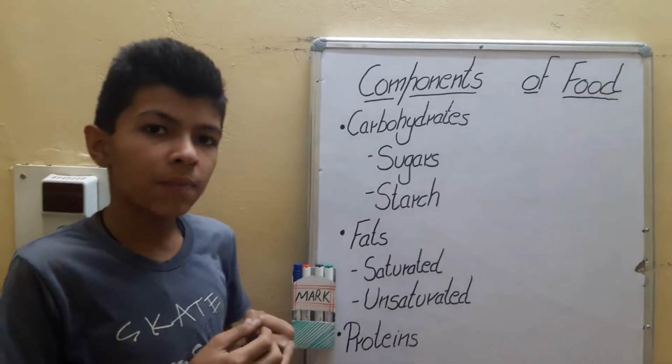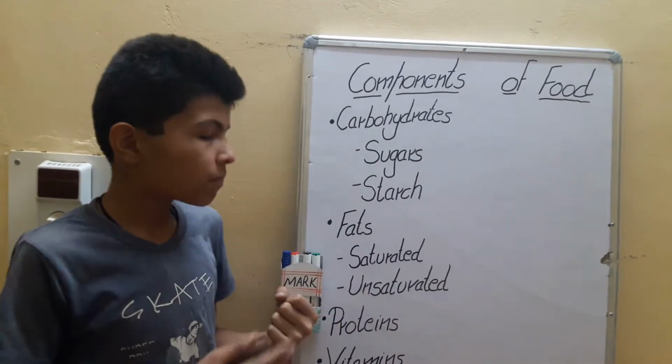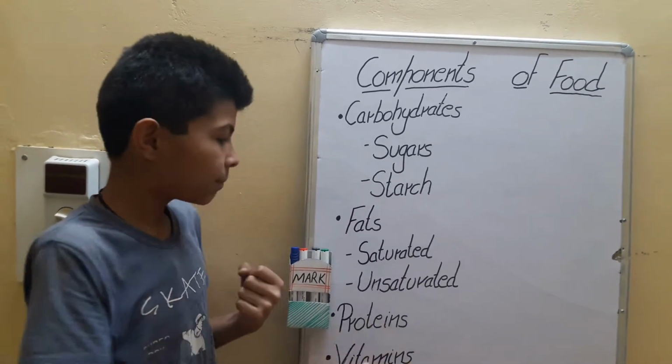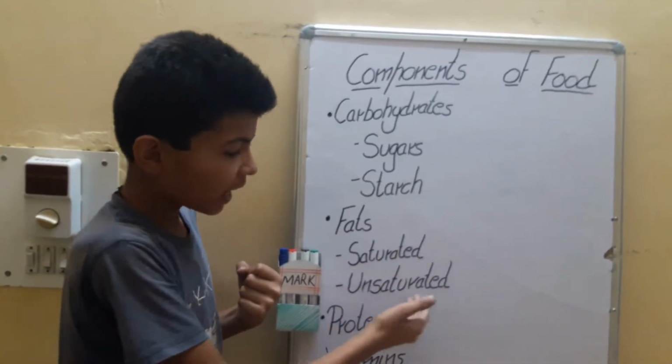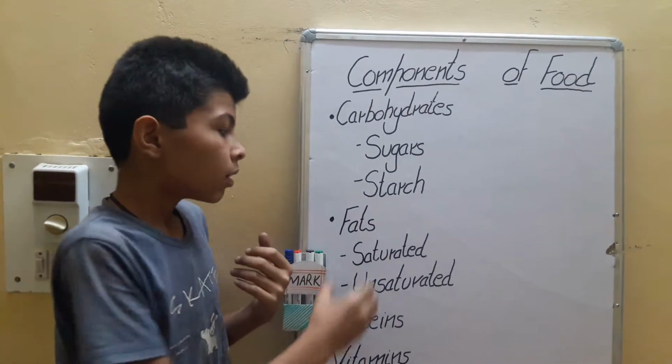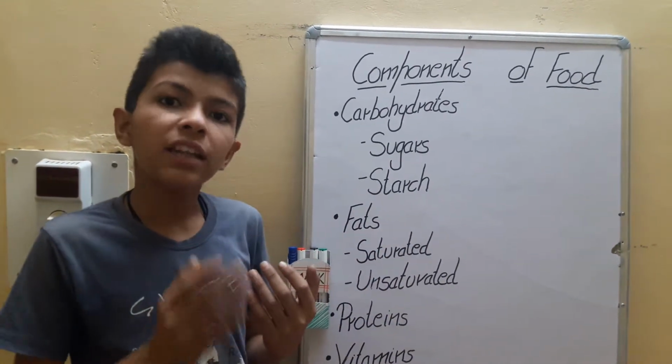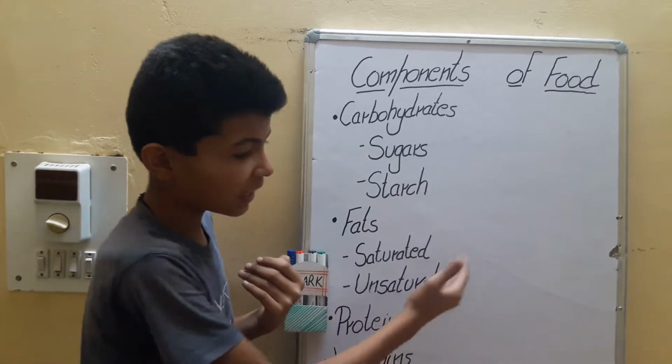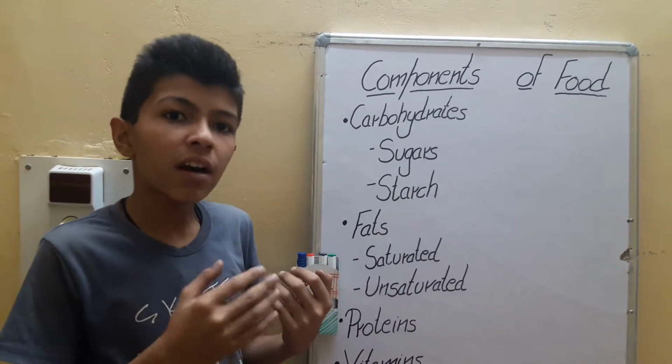Next we have fats. Fats is the stored food. There are mainly 2 types of fats: saturated and unsaturated. Saturated are the fats which are solid at room temperature, and unsaturated are those which are liquid at normal room temperature.